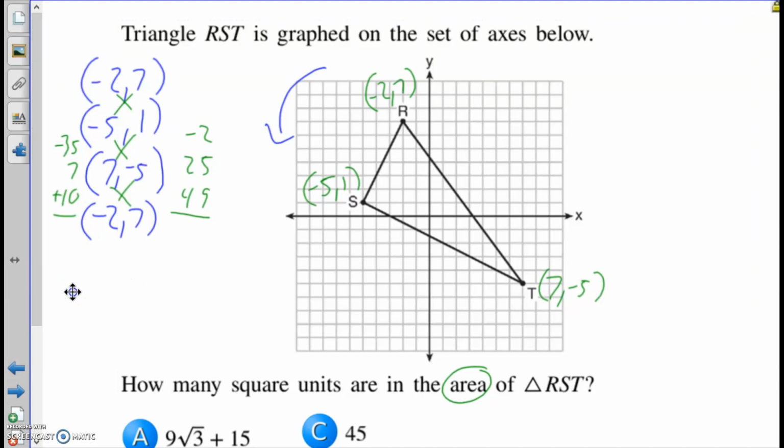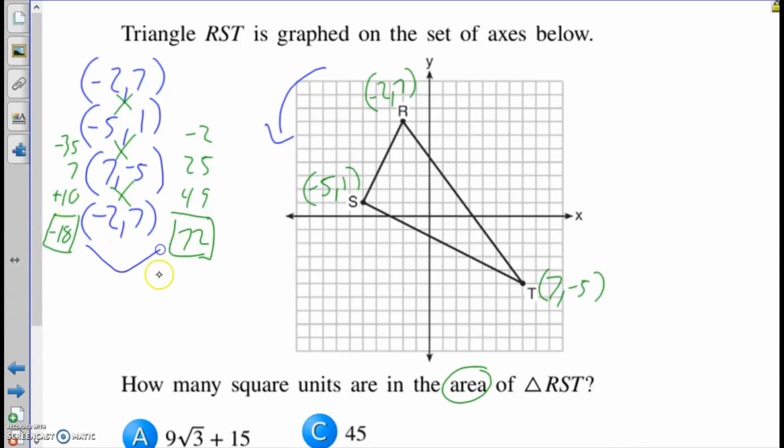And so you just need to be careful with the math. I'm just going to get my calculator out instead of switching back and forth and typing this in. Save us a little bit of time here. So let's see, -2 plus 25 plus 49 is a total of 72 on this side. And -35 plus 7 plus 10 is -18 on this side. Now, if you started at a different point and repeated, you might end up with different numbers here, but you should end up, I think, with the same totals.